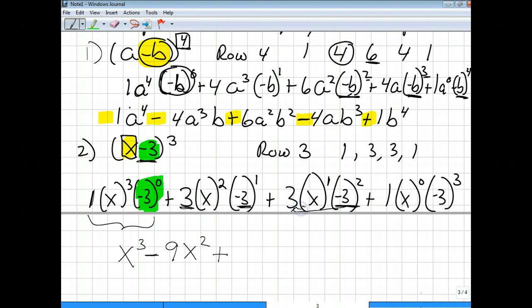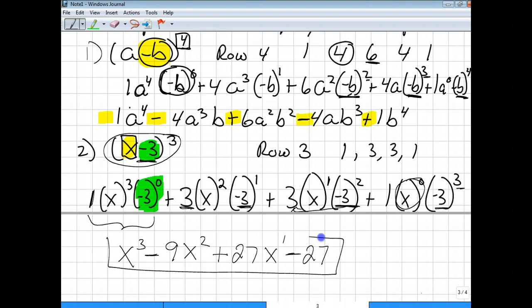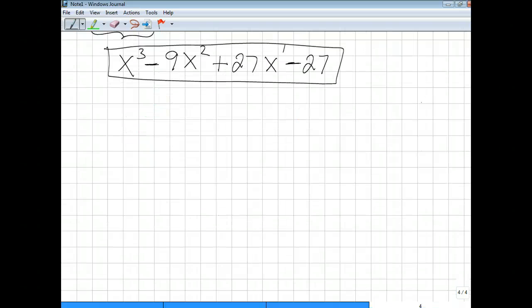9 times 3 is 27, so 27x to the 1, minus, oops, this should be a minus because we're alternating, this is just 1, and negative 3 to the third is 27. Okay? So if I took this and multiplied it out, this is what I would get. That would be my final answer. Okay? All right. Let's look at example 3.